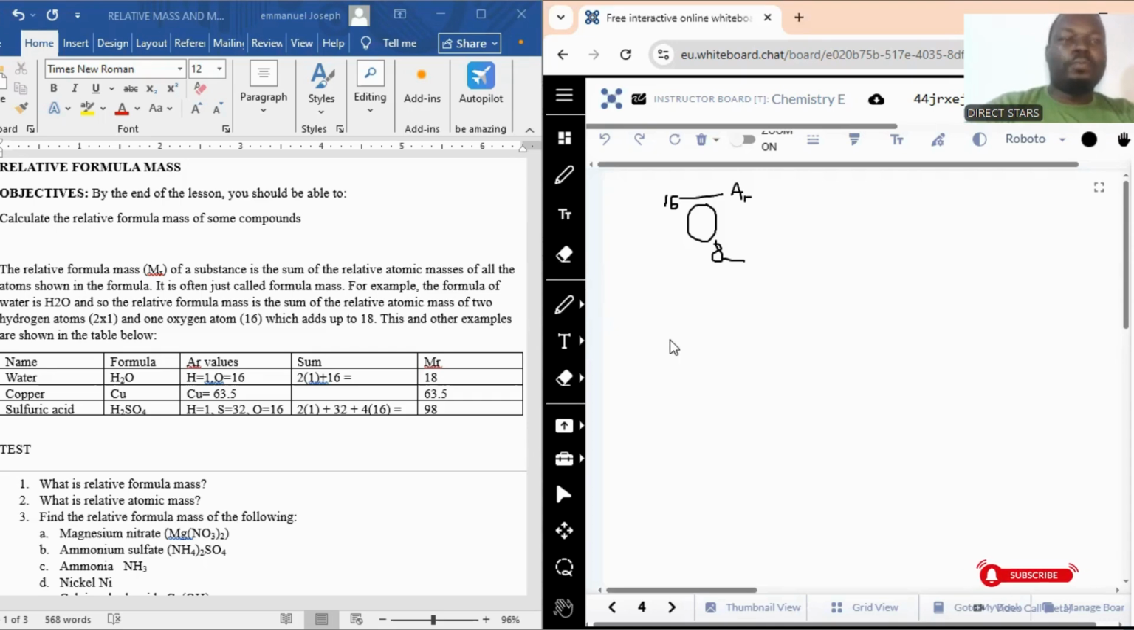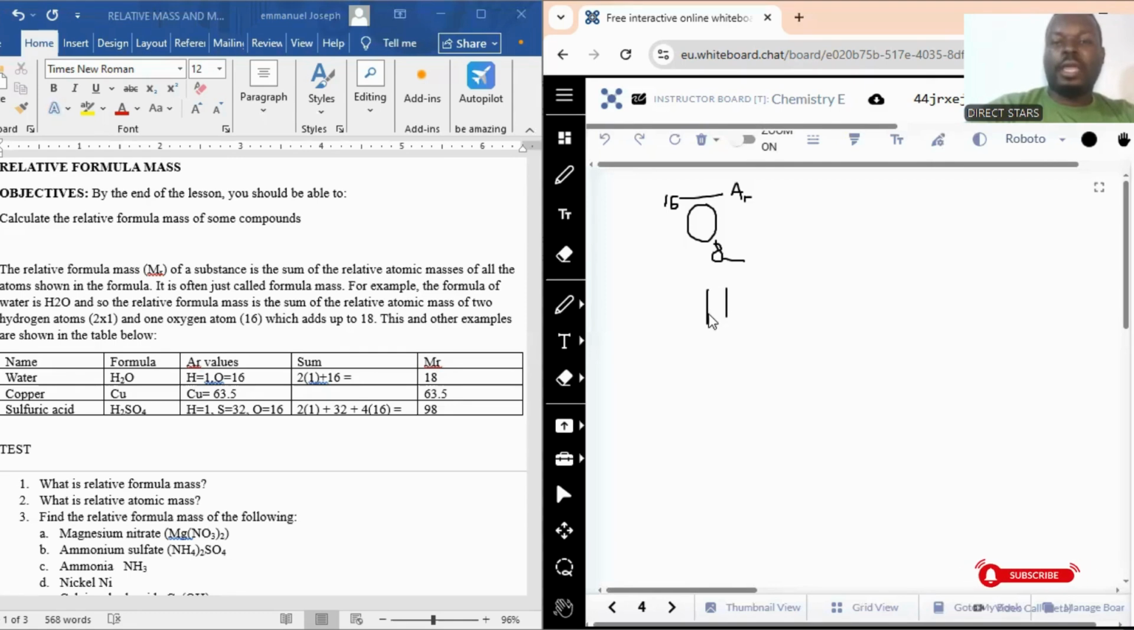Okay, so the relative formula mass of a substance is the sum of the relative atomic masses of all the atoms shown in that formula. We often call it formula mass. In some texts you see it as formula mass, and in some texts you see it as relative formula mass.